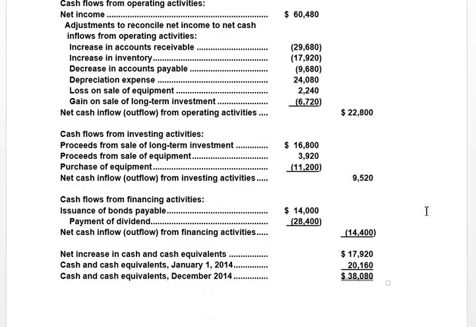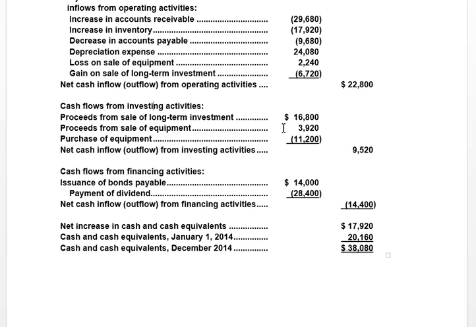Now, we've already got information on the investing activity area. The question told us we had $16,800 from our long-term investment sale. That's how much cash we got. And we also got cash of $39.20 when we sold that equipment. Now, we also know from the question that we purchased equipment for $11,200 in cash. So that was an outflow. So our investing activity cash flow was $95.20, and that's an inflow.